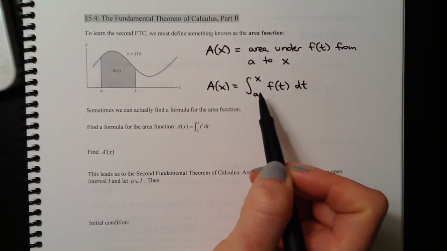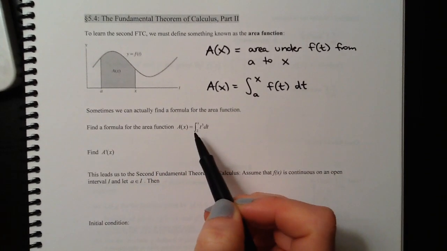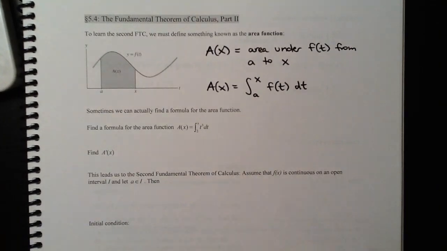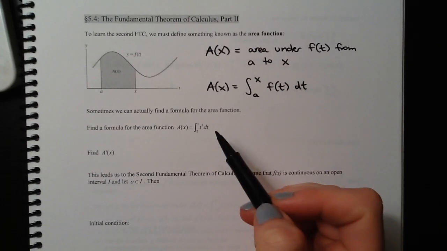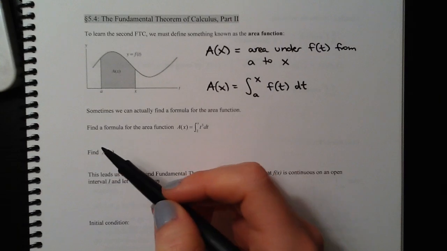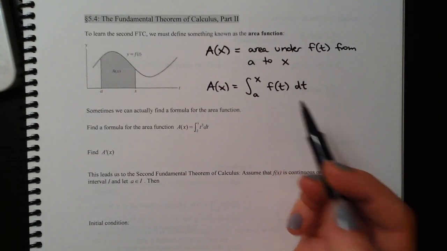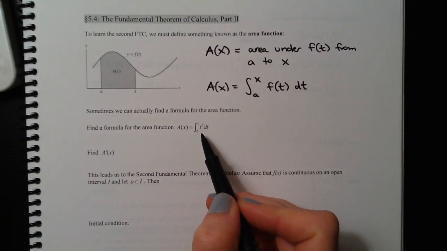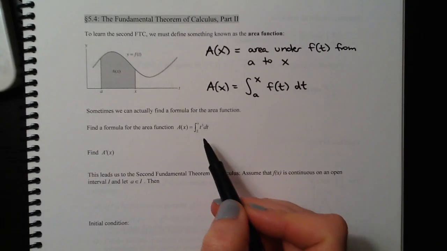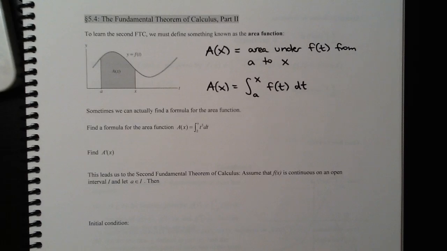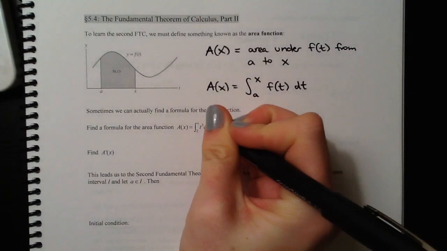So a, in every single problem, like this one right here, they fixed a at 2. And then x is the upper bound, that's being treated as the variable of this function. Okay, so sometimes this is arbitrary. Sometimes we can actually find a formula for it. So if we're trying to find this area function right here, A of x is written as the area starting at 2 and ending at some variable x under the function t cubed. Okay, so we actually can go through and find this formula now that we know the fundamental theorem part 1.